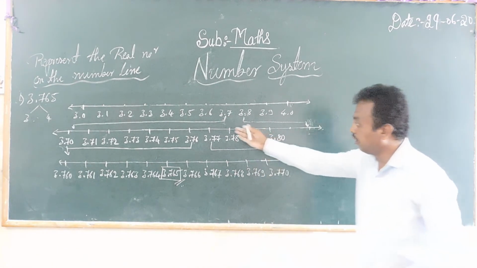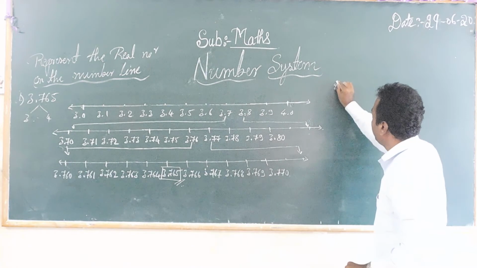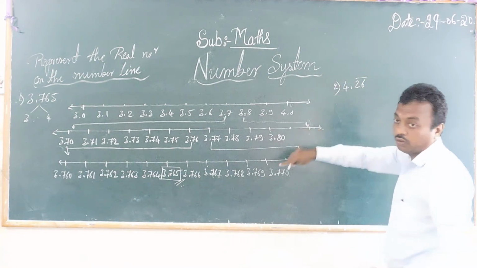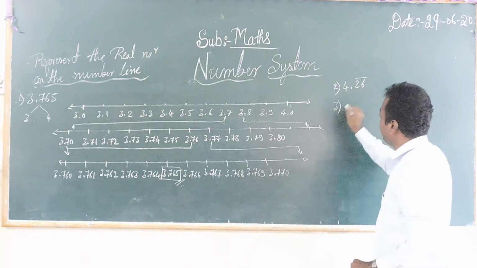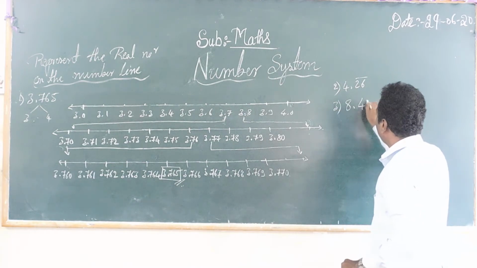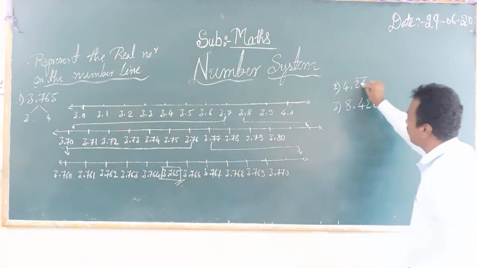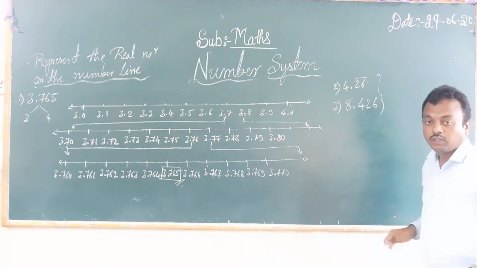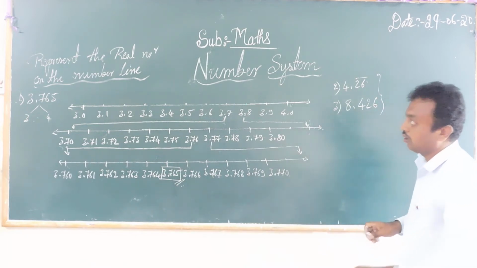So I will give one example to do at home: 4.26 bar. You have to draw it at home. Okay. And another example, 8.426. These two you have to draw at home. This is homework for you. Okay. Let us take the next concept.